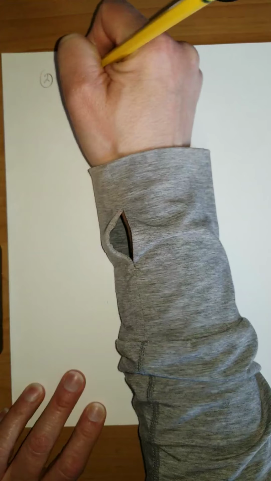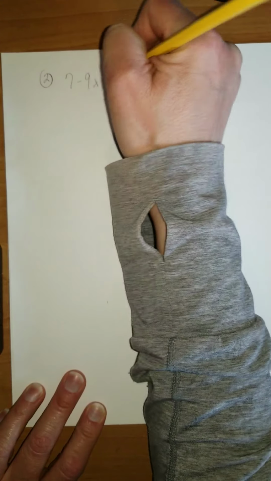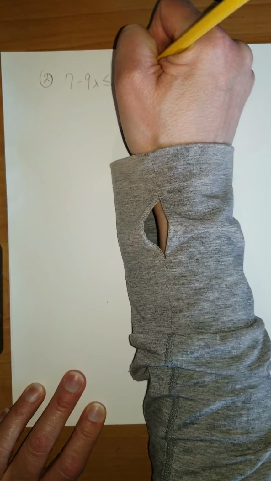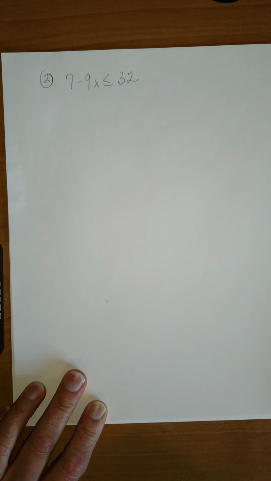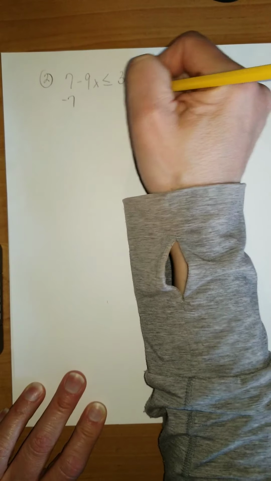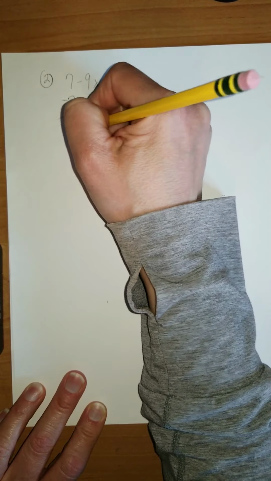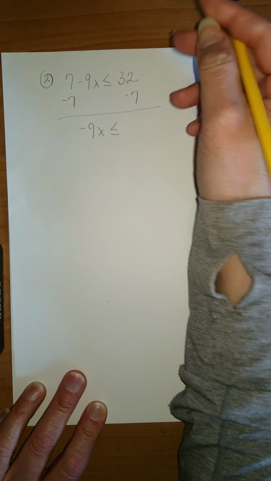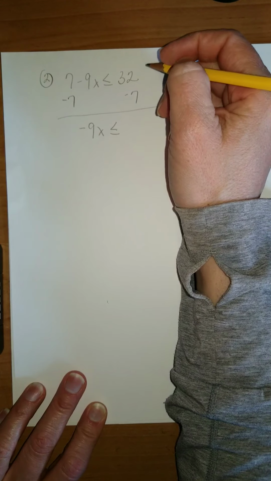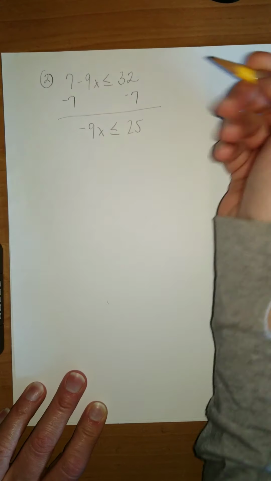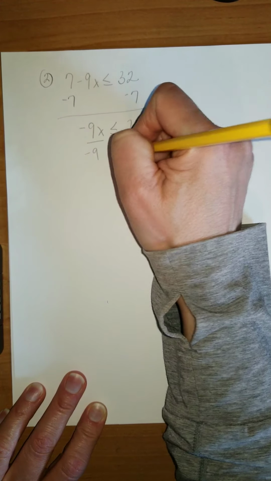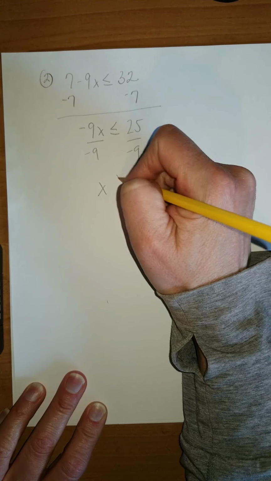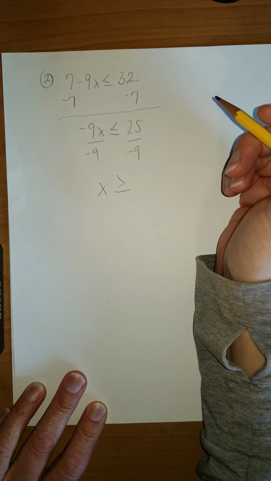Well, let's say I have 7 minus 9x is less than or equal to 32. All right, so same thing. First I'm going to subtract 7. So I get negative 9x is going to be less than or equal to, because that doesn't change because it's subtracting 7, 32 minus 7 gives me 25. And divide by negative 9. So when I divide by negative 9, I get x. This does flip around because I divided by a negative 9.